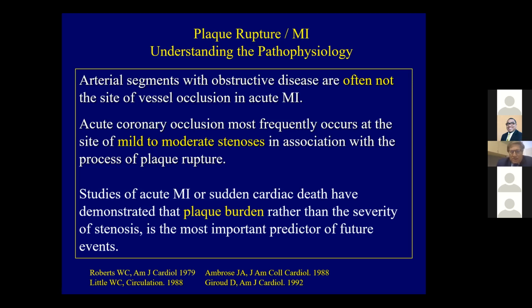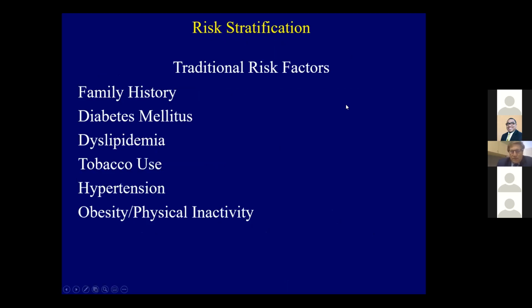So studies of acute MI and sudden cardiac death have demonstrated that what we need to look at is plaque burden rather than the severity of stenoses as being the most important factor predicting future events. Again, the more plaque you have, the more chances you have of rupturing a plaque. These are our traditional risk factors. It's taken us a good 70 years to figure them out: diabetes, dyslipidemia, smoking, hypertension, obesity, physical inactivity, and the more vague family history, which is going to relate more to genetic factors.